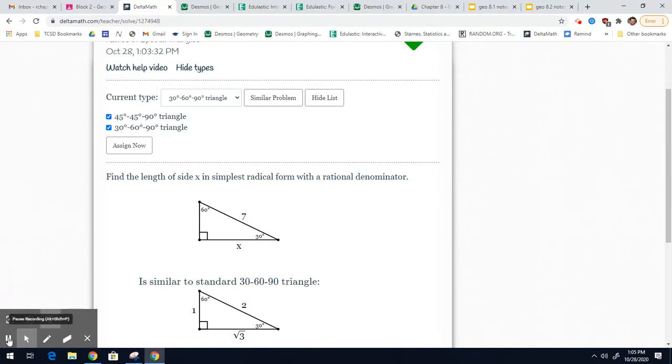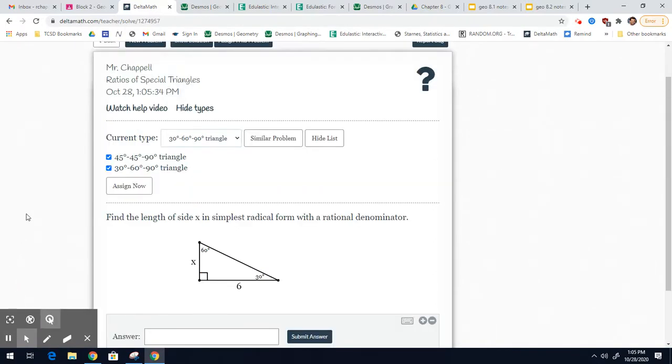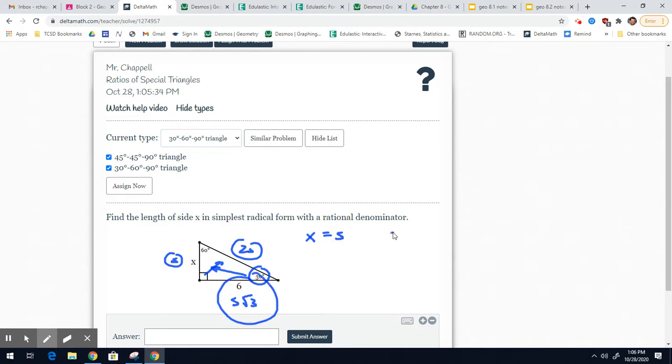All right, maybe two more. Okay, next one here. So we have a 30, 60, 90 triangle. So again, here is the short leg S. Right angle here, so your hypotenuse is 2S. And here's the long leg S square root of 3. So we want to find out what X is. And X is just going to be S. We are given what S square root of 3 is. S square root of 3 is equal to 6.